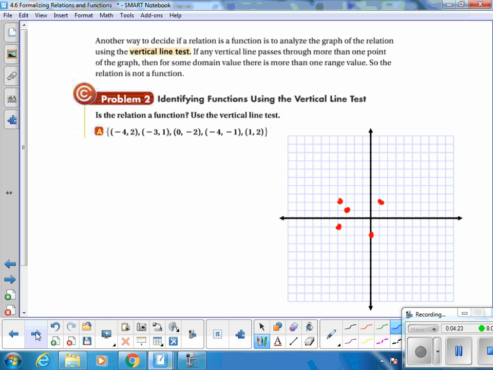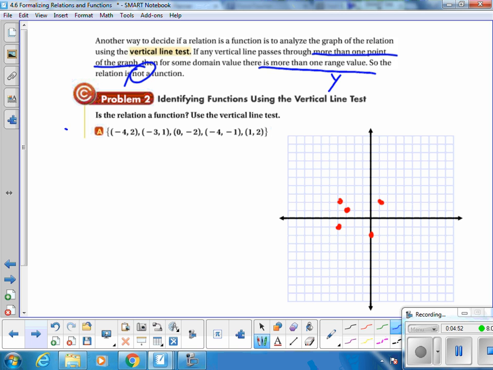Another way to decide if a relation is a function is to analyze the graph of the relation using the vertical line test. If any vertical line passes through more than one point of the graph, then for some domain values there is more than one range value. Now remember, domain is our x and range is our y, so there's more than one y value. So the relation is not a function in that case. That's showing me that there are two outputs.